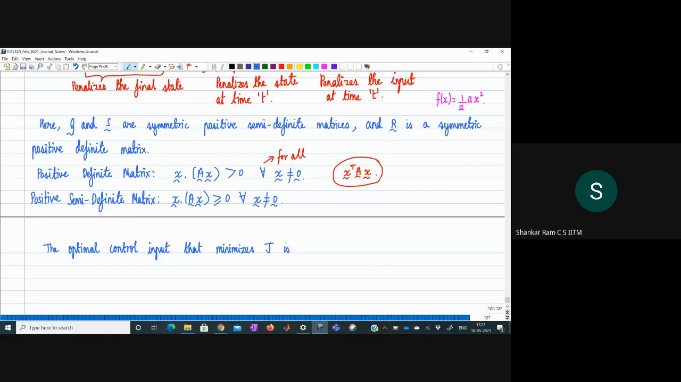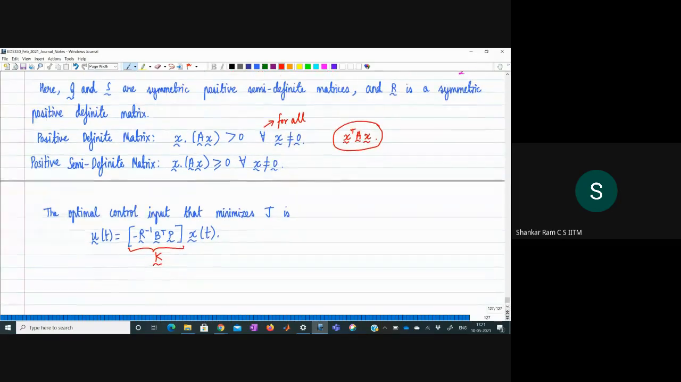is the following. The control input U of t is going to be equal to minus R inverse B transpose P times X. So this is the optimal control input. Here we can immediately see that this is our control gain K, right? So you can immediately see that the control gain K is calculated from the matrices R, B, and P.